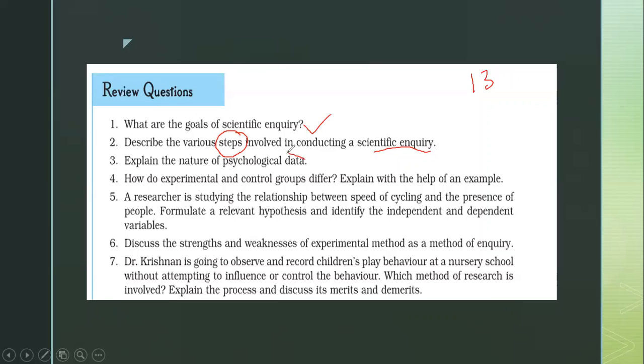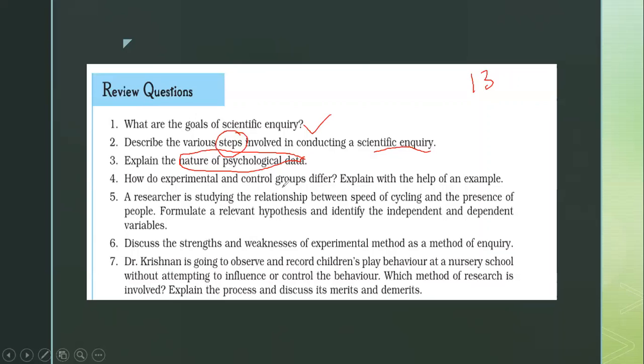Explain the nature of psychological data. I have recalled these points, like data is related to the particular subjects, how the data has to be done, what are the types of data. All these things were recalled in the earlier minutes of this session.